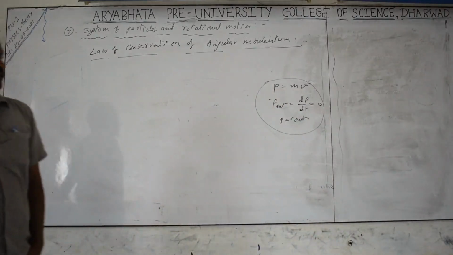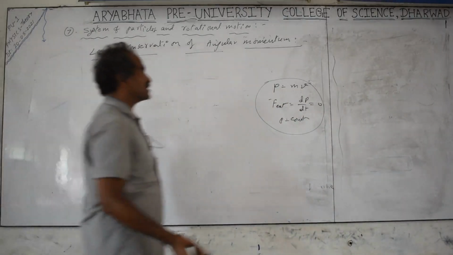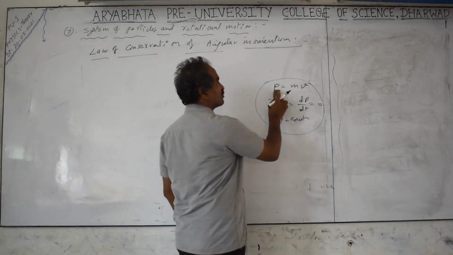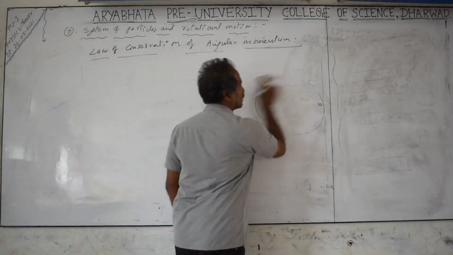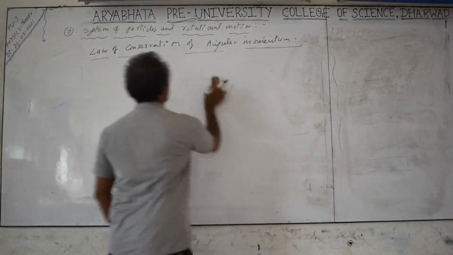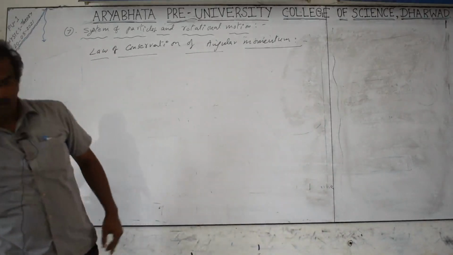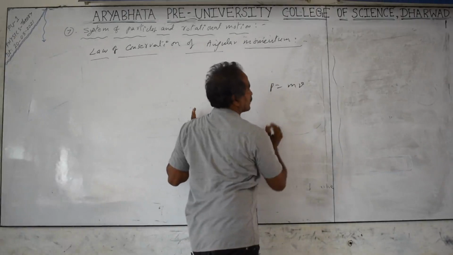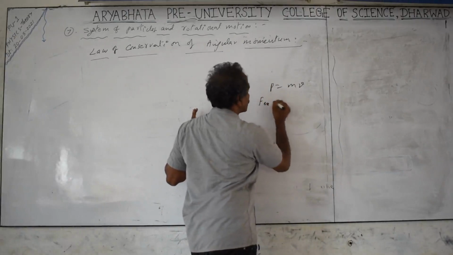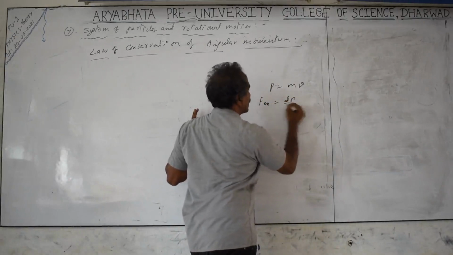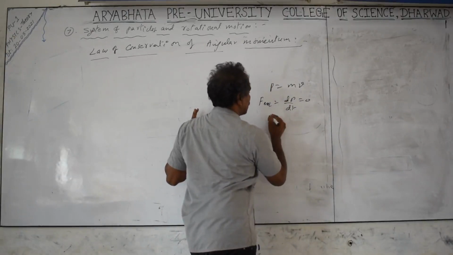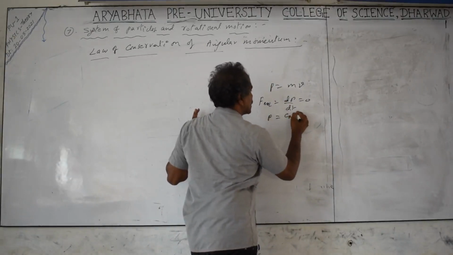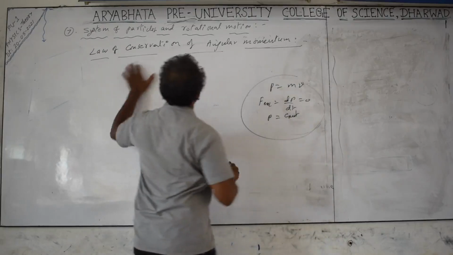In the case of elastic and inelastic collisions, what we consider is external force is 0, so momentum is conserved. Total momentum before collision equals total momentum after collision. So once again I have to repeat this. P is equal to mass into velocity, and external force is equal to dp by dt equal to 0, then P is equal to constant. This one you have to apply for the conservation of angular momentum.